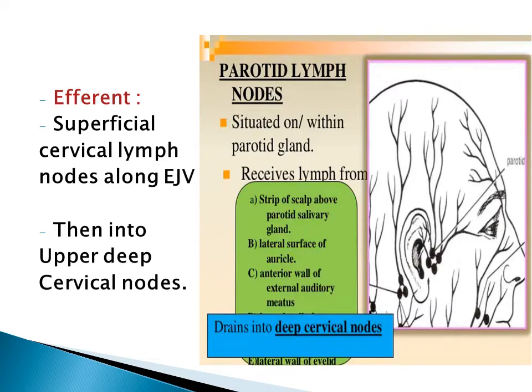So efferents drain from the parotid nodes. The lymph is drained into the superficial cervical lymph nodes, and from the superficial cervical lymph nodes, ultimately the lymph drains into the upper deep cervical nodes.